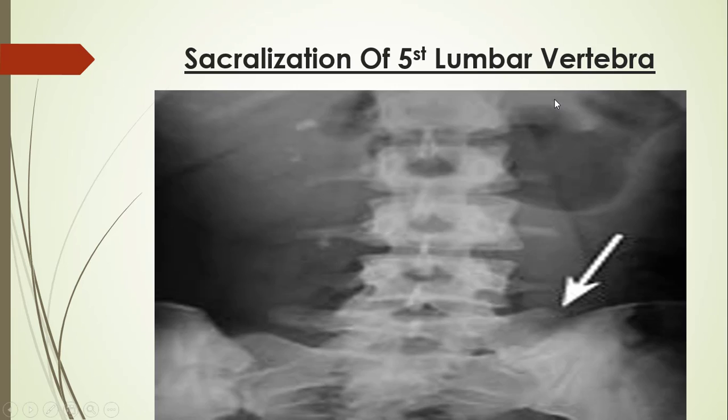Next, we have sacralization of the fifth lumbar vertebra. It is one of the commonest abnormalities in lumbar vertebrae. There is, as you can see, partial fusion of the fifth lumbar vertebra with the sacrum. It's called sacralization because the fifth lumbar acts as a sacrum. As you can see how broad it is. It is partially fused with the sacrum, called sacralization of the fifth lumbar vertebra.